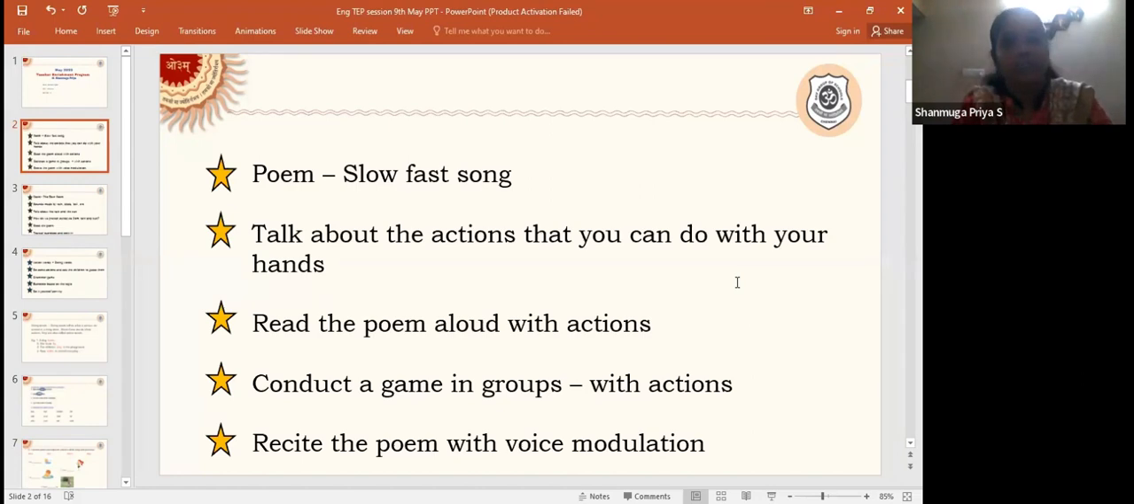You can repeat this poem two or three times, and every day as an exercise also we can do this. We can even include some more action words for them to do. We can also discuss the things or the animals that move slowly as well as quickly. Can anyone name a few animals that could move slowly?